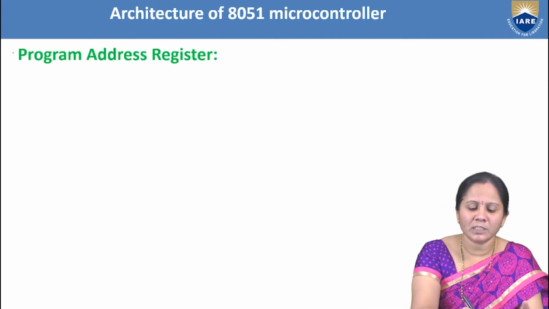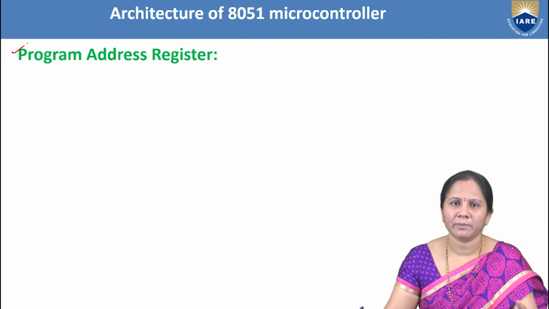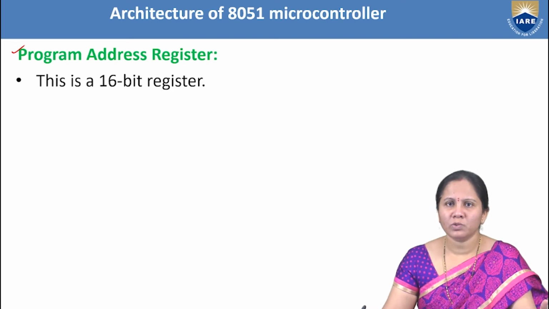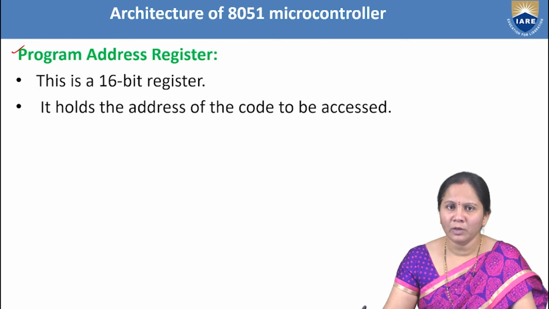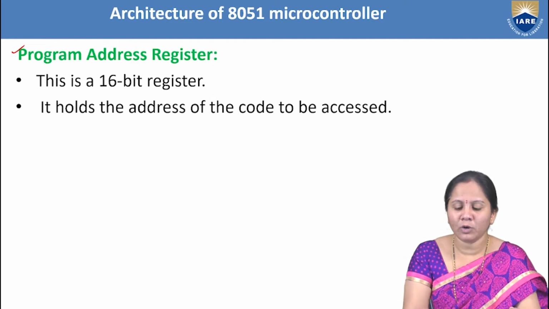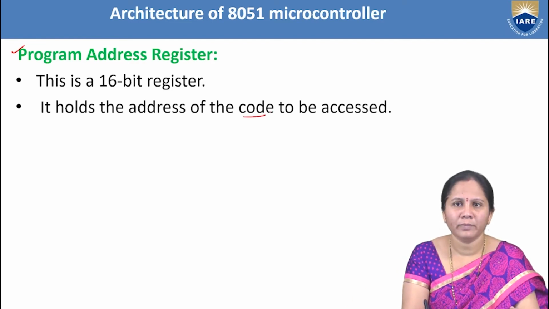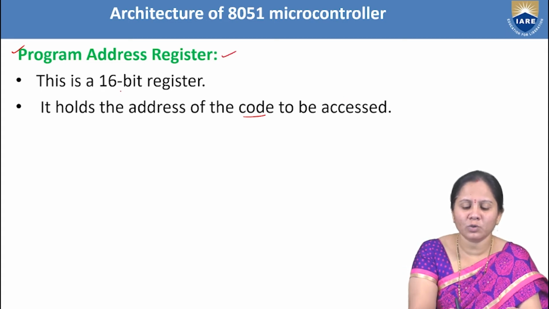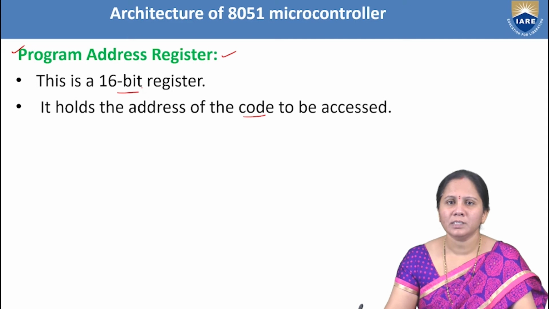And next is the program address register. This is a register which is used to store the address of the program, or you can also call it the code, that should be accessed. This program address register is also a 16-bit register.